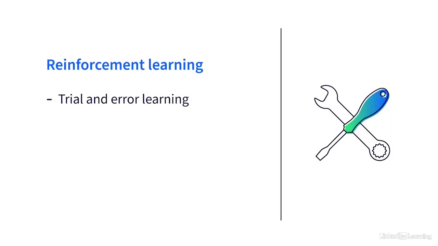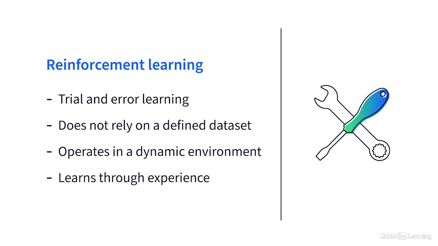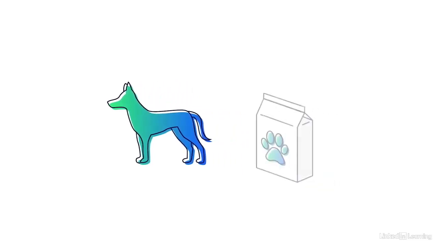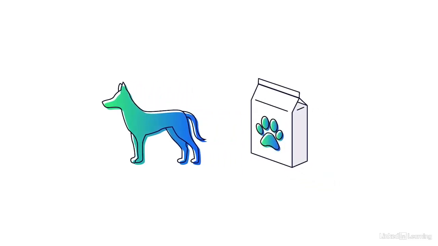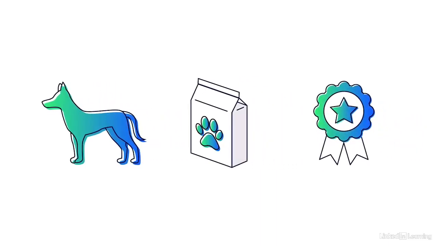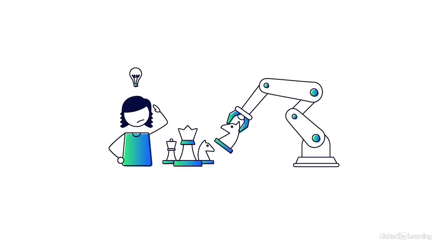The last technique we'll discuss today is reinforcement learning, which allows the machine to learn through trial and error. Unlike supervised and unsupervised learning, reinforcement learning does not rely on a defined data set, but operates in a dynamic environment that allows the machine to learn through experience. Reinforcement learning is similar to how you train a dog. With positive and negative reinforcement, the dog learns the behavior that will get it the most treats or the most rewards. Robotics heavily relies on reinforcement learning.